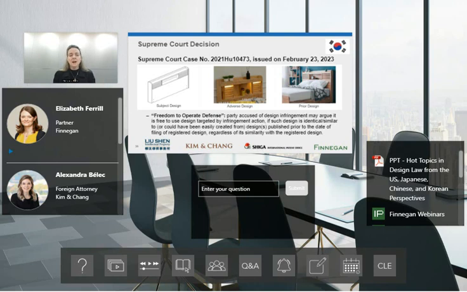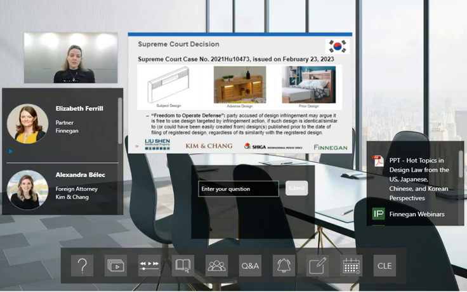So in this case, the owner of the design registration had filed the scope confirmation trial, and in defense to the action, the defendant argued that he was free to use his design, so he argued the freedom to operate defense, because his design was similar to a prior published design of the owner of the design registration. And in parallel to this, the user of the adverse design filed an invalidation action against the design registration.